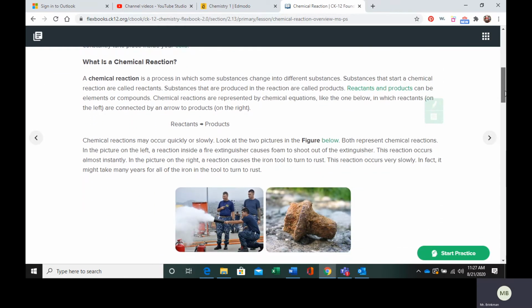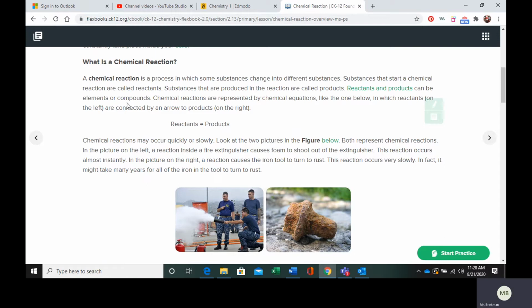So, what is a chemical reaction? The definition is: a chemical reaction is a process in which some substances change into different substances. The substances that start the chemical reaction are called reactants. The substances that are produced in the reaction are called products. Reactants and products can be elements or compounds.